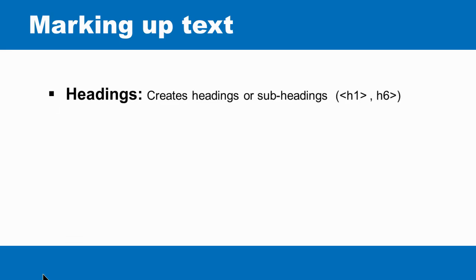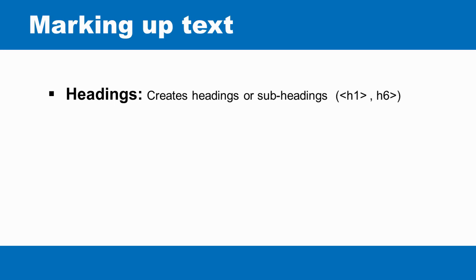So the heading elements allow you to specify that certain parts of your content are headings or subheadings of your content. Just in the same way that a book has a main title, chapter titles and subtitles, an HTML document can also have similar properties.